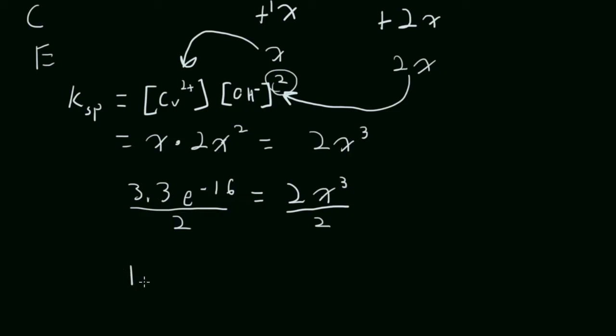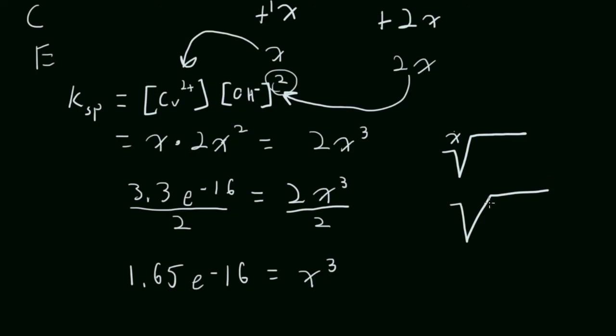We get 1.65 E negative 16 equals X cubed. Now, in order to get X, we need to do a cube root. How do we do a cube root? Some calculators will have this root function with an X here, so that you can tell it what degree of root you want to do. You might have a key that looks like this, that has a 3 there.